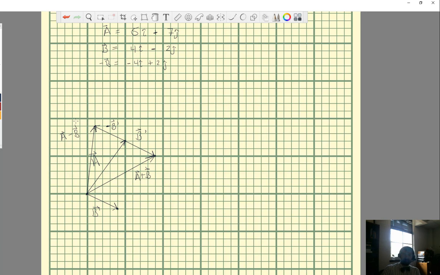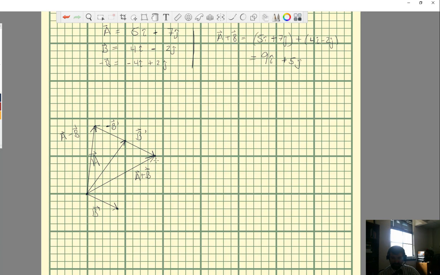Okay, so that actually is the basics of how to add them with drawings. The other thing you can do is just add them algebraically. A plus B should be 5 i hat plus 7 j hat, and then to that we're adding 4 i hat minus 2 j hat. So 5 plus 4 gives me 9. That's in the i hat. 7 minus 2 is 5 j hat.